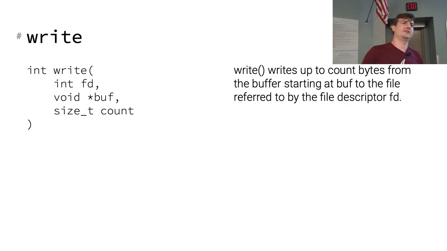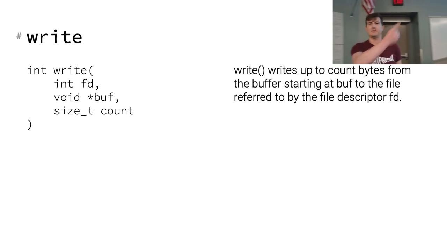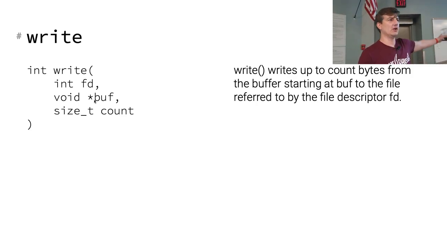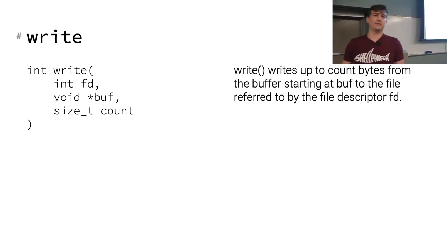And we have the reverse. So we may want to write to a file. And writing to a file reads from our memory. So write says, write to this file descriptor at the address located in the variable buff, count number of bytes. This is all you literally need to do to read and write files.